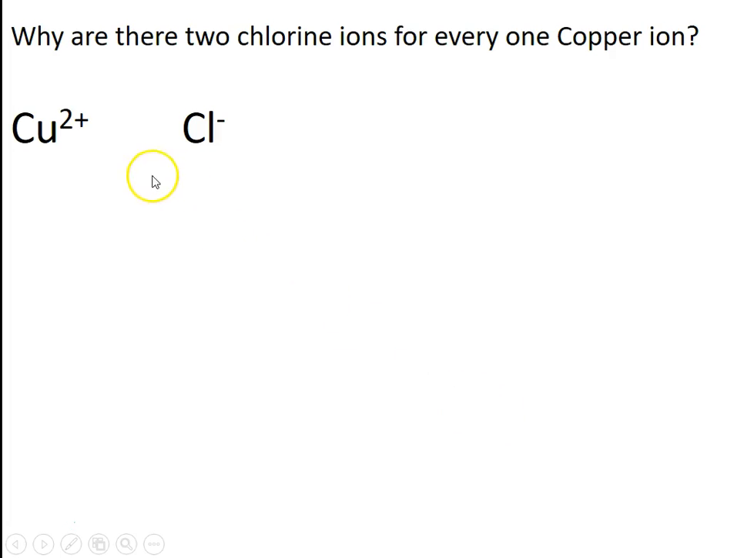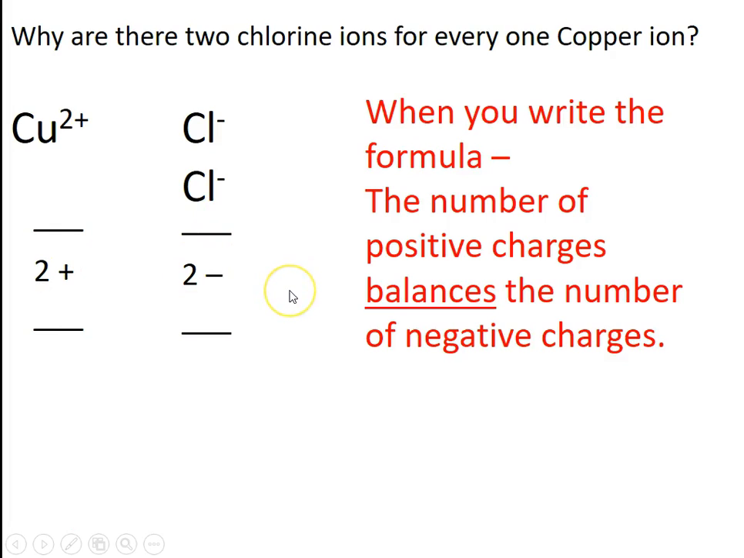So let's have a practice. We're going to do copper chloride, the formula for copper chloride. So you find the ions, Cu2+ and Cl1-. So the thing is, you need to balance the charges so that you have the same charges. Each copper ion is a charge of 2+, so you need 2-. And to get 2 minuses, you have to have 2 chlorine ions. So we're balancing the number of charges.